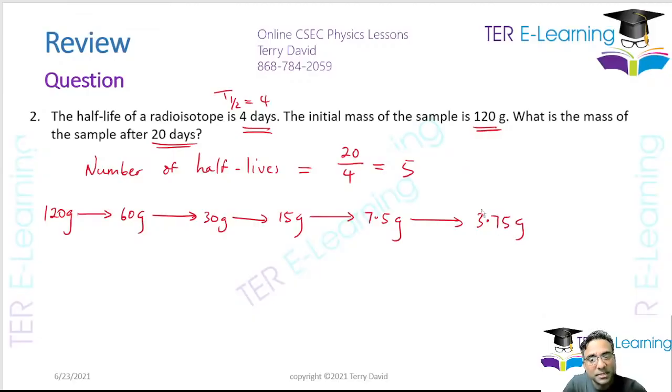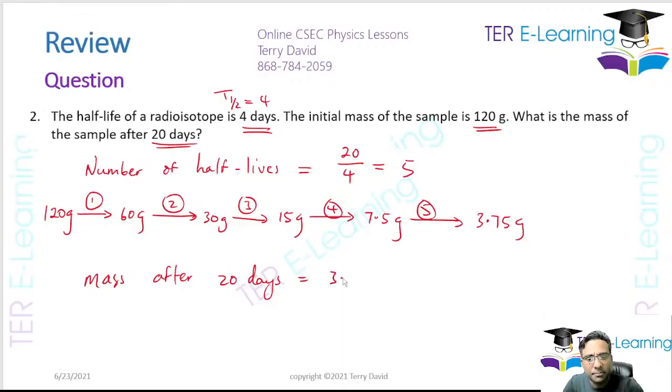3.75 grams. So look carefully. This is 1 half-life. This is 2 half-lives. This is 3 half-lives, 4 half-lives, 5 half-lives. So my answer, my actual mass after 20 days, is going to be 3.75 grams.